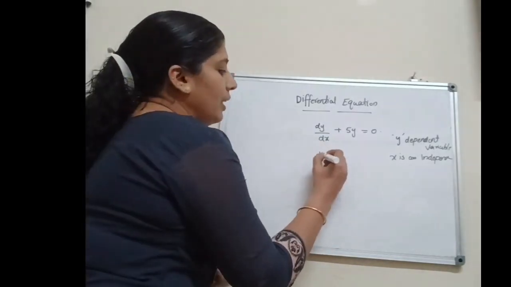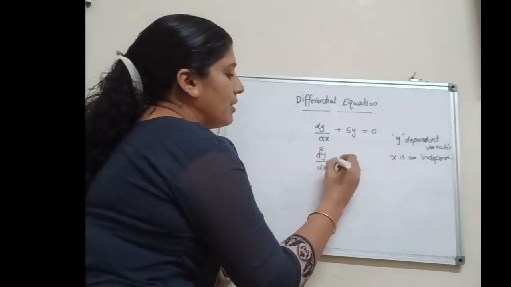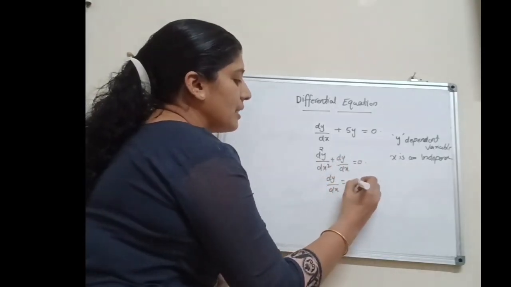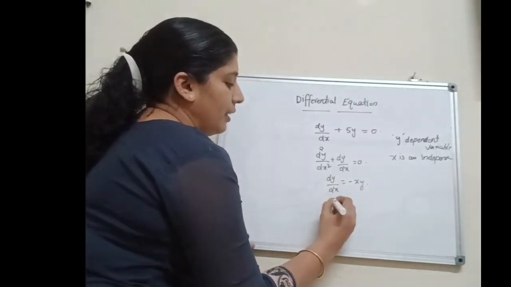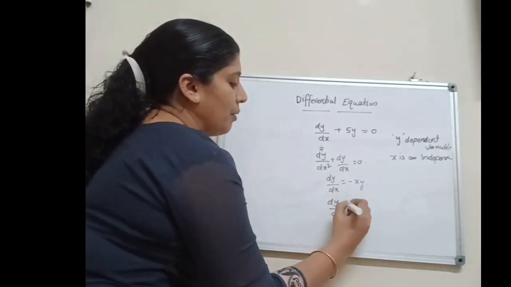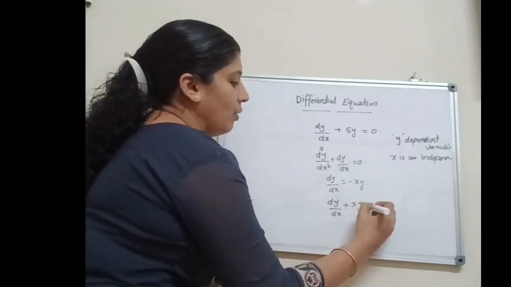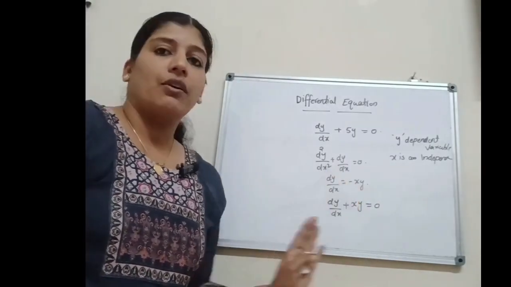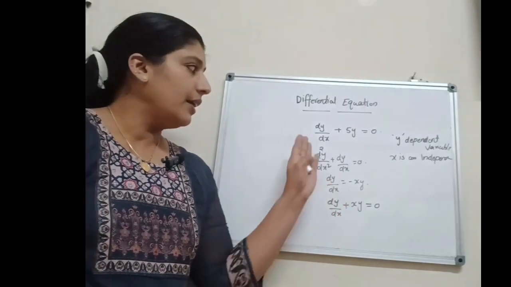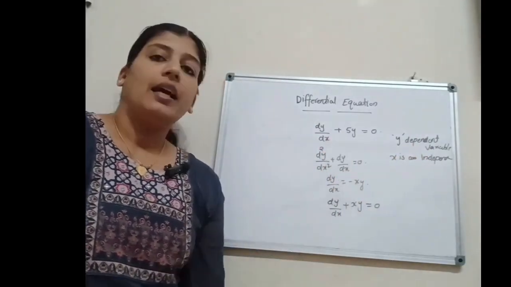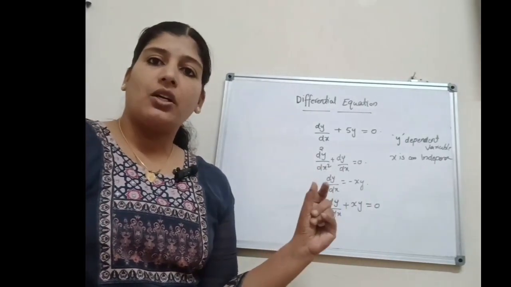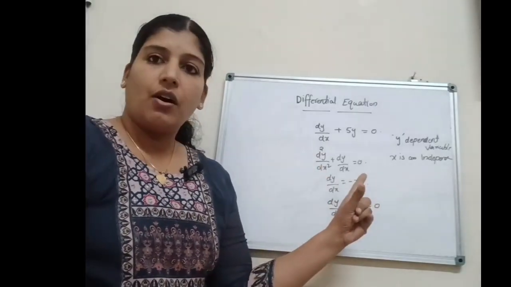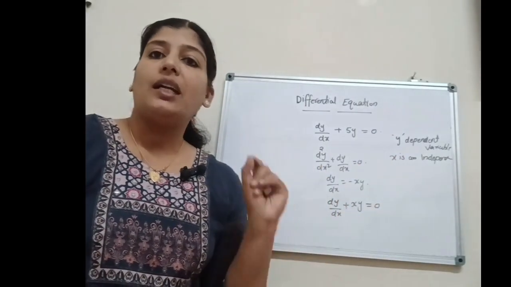For example, d square y by dx square plus dy by dx equal to 0, or dy by dx equal to minus xy, or dy by dx plus xy equal to 0. That is, a differential equation means an equation consisting of a derivative part, the derivative of the dependent variable with respect to an independent variable. Here we have to discuss only ordinary differential equations. That means in this equation, the derivatives are of the dependent variable with respect to only one independent variable.